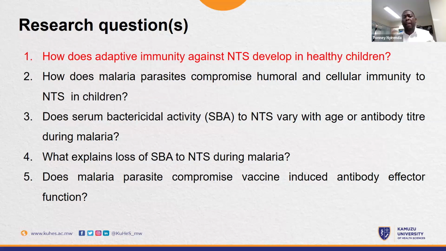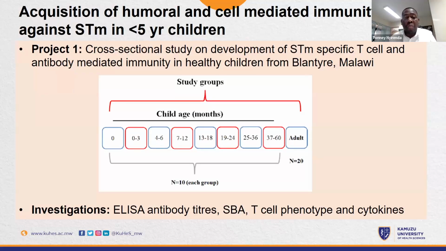From the onset, I want to bring to your attention some of the early studies that we had done, because we were interested to make progress in as far as vaccines for non-typhoidal Salmonella were concerned. We wanted to characterize the immune responses in the context of adaptive immunity. Our first question was, how does adaptive immunity against non-typhoidal Salmonella develop in healthy children? With that question in mind, we studied the acquisition of humoral as well as cell-mediated immunity against Salmonella Typhimurium, which is the principal non-typhoidal Salmonella serovar, in children under 5.